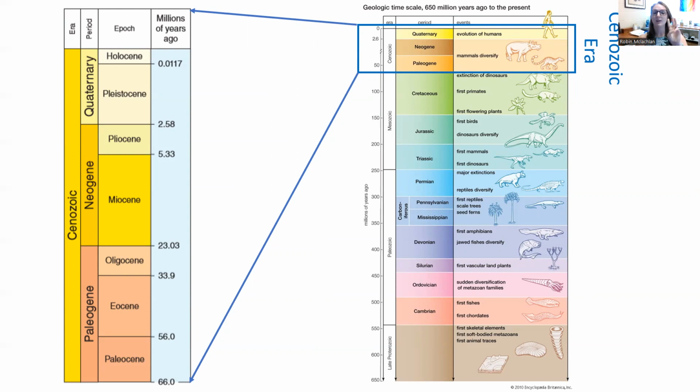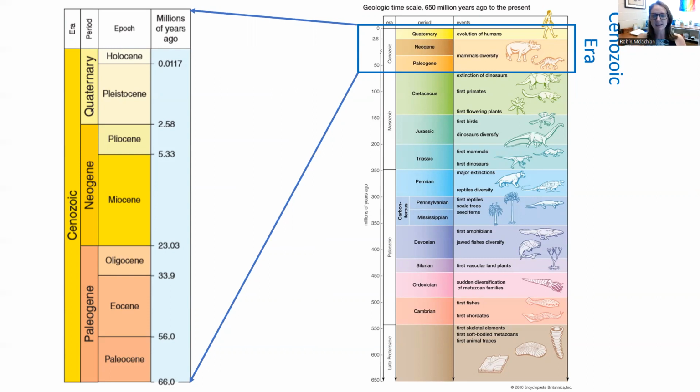Okay. There are three periods in the Cenozoic: the Paleogene, the Neogene, and the Quaternary. And there's also several epochs. The Paleocene, Eocene, Oligocene, Miocene, Pliocene, Pleistocene, and Holocene. I remember these with the mnemonic, please everyone make purple Play-Doh hippos. So that might help you out as well.